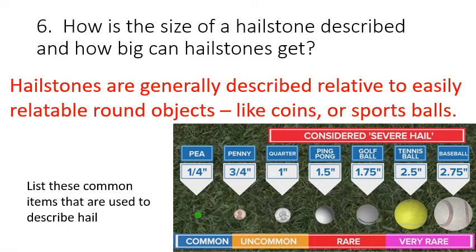Now, hailstones are described by their size, and they're usually related to very common objects like coins or balls. So you can see some of the examples here. There's pea-size hail, penny, quarter, ping pong, golf ball, tennis ball, baseball, softball size. We list some of these items so that you can have an idea of how we describe how big they are, because nobody measures them with a tape measure. They say, oh, it's baseball size hail, or it's penny sized hail.